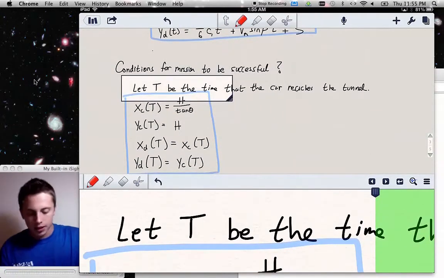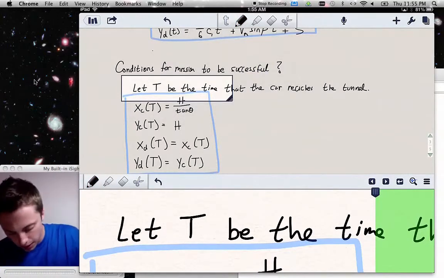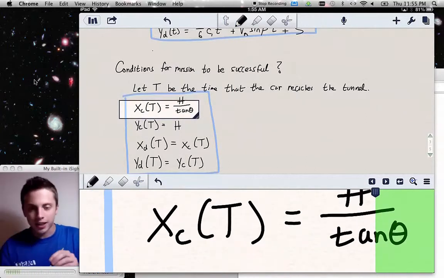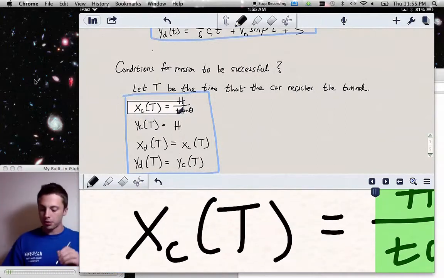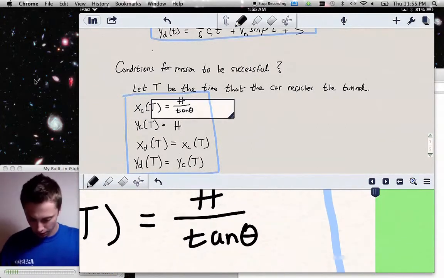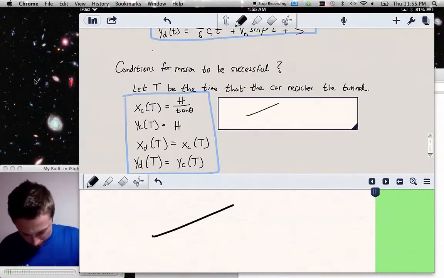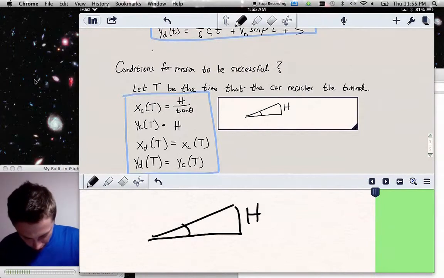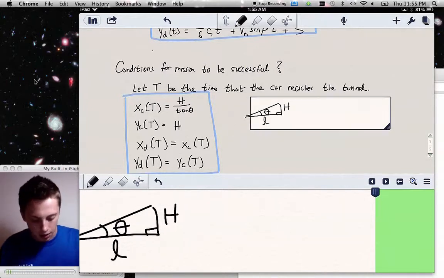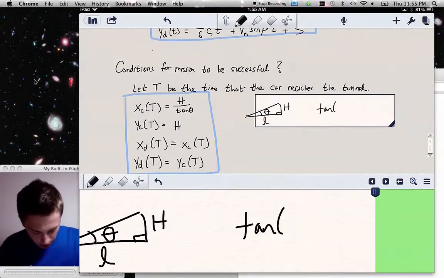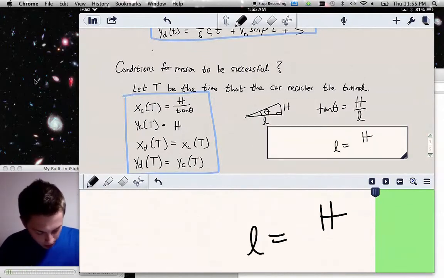Let capital T, it's important that you write this sentence, let capital T be the time that the car reaches the tunnel. The x-coordinate of the car, so x sub c means the x-coordinate of the car, evaluated at that time capital T, must be equal to the x-coordinate of the tunnel here. Okay, so how do we get that? Well, we know that the tunnel has a height h, and the angle of the hill is theta, so using trigonometry, if we call the x-coordinate of the tunnel L, we have the tangent of theta is equal to h over L, so the x-coordinate of the tunnel should be h over tangent of theta.